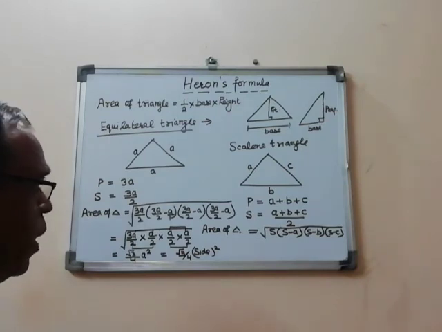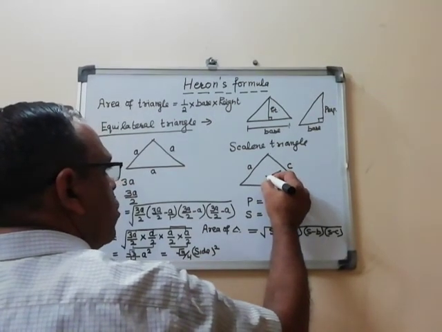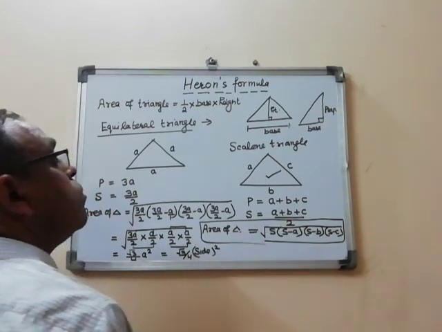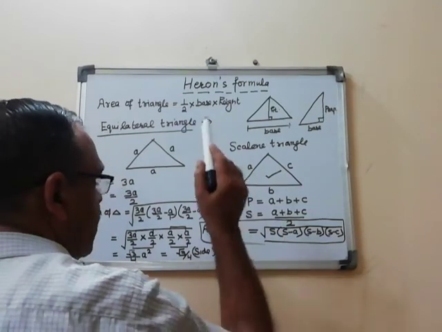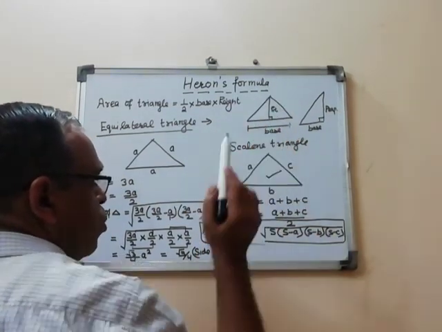Okay, and in case a scalene triangle is there, you can use this formula. Clear? For a scalene triangle, this normal triangle is there. If base and height is there, you can use this.